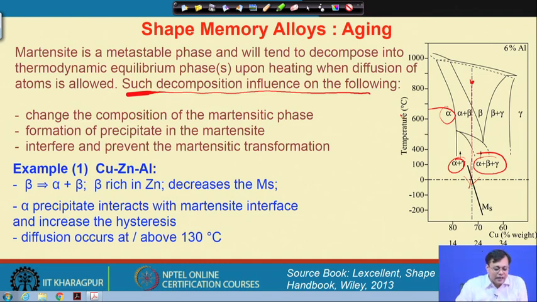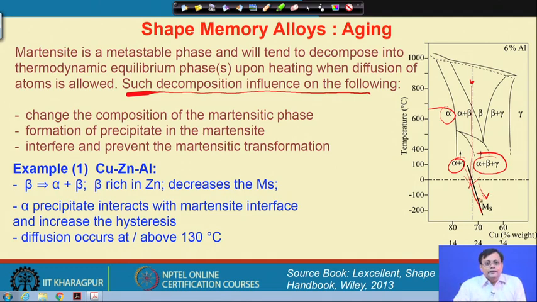That is the purpose. And now, if there is some aging phenomena, this aging phenomena means basically that martensite will try to decompose into the thermodynamically stable product. In that case, what will happen? If we allow diffusion, then the composition of the martensite phase will change, and you have already noticed if there is a compositional change, then immediately the MS temperature will also vary, like here. So, here what will happen? If the beta is rich with zinc, then immediately there will be a fall of the MS temperature.